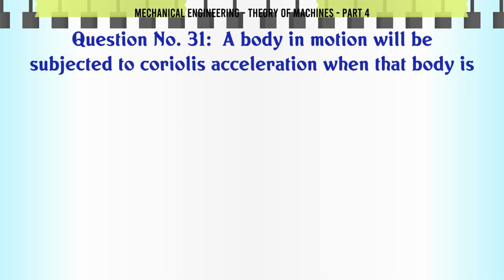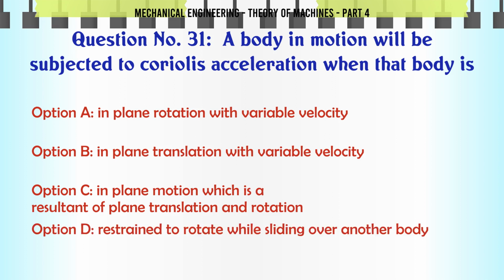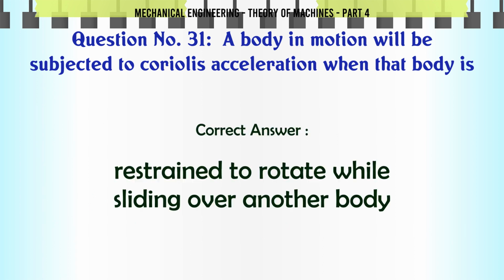A body in motion will be subjected to coriolis acceleration when that body is A in plane rotation with variable velocity, B in plane translation with variable velocity, C in plane motion which is a resultant of plane translation and rotation, D restrained to rotate while sliding over another body. The correct answer is restrained to rotate while sliding over another body.